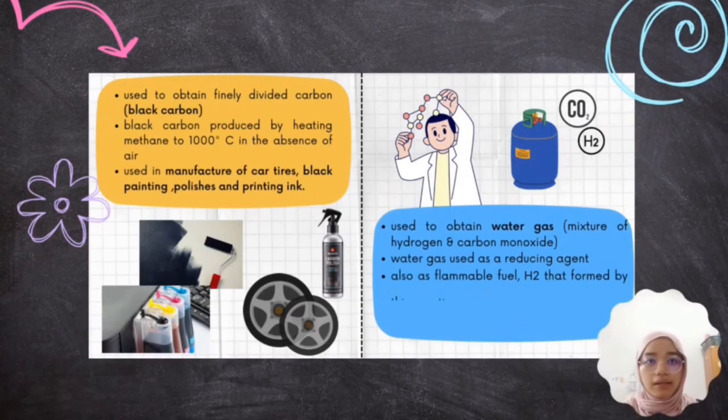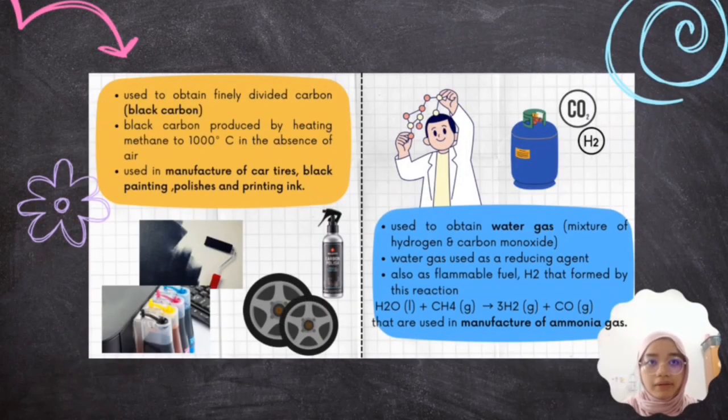Moreover, alkanes are also used to obtain black carbon, which is used in the manufacture of car tires, black paint, polishes, and printing ink. Another use of alkanes is to obtain water gas, which is used as a reducing agent and flammable fuel, and H2, which is used in the manufacture of ammonia gas.